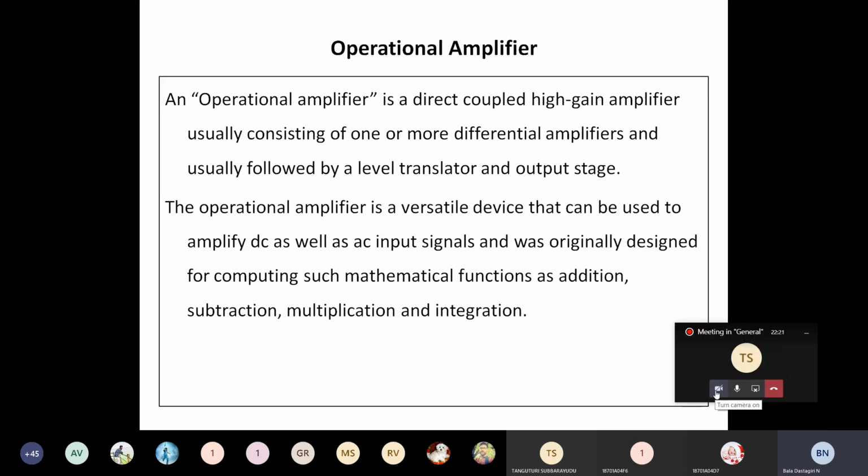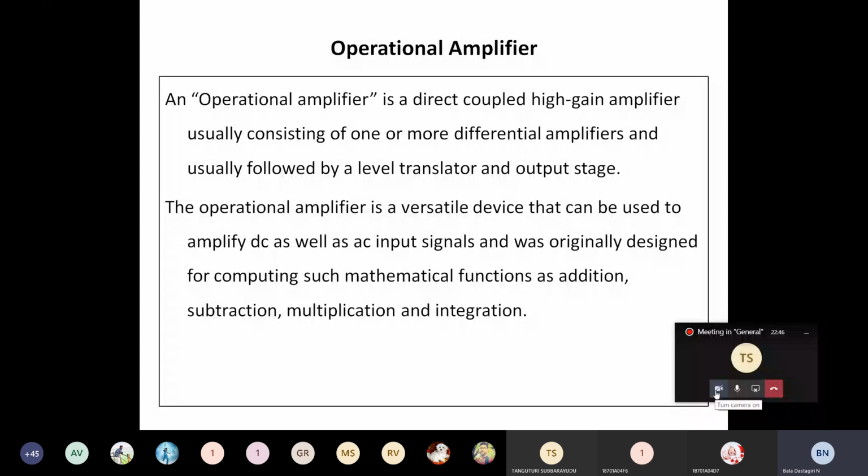So these are the basics of IC. The next thing in your syllabus is the operational amplifier. An operational amplifier is a type of amplification device that can be used to amplify DC as well as AC input signals.